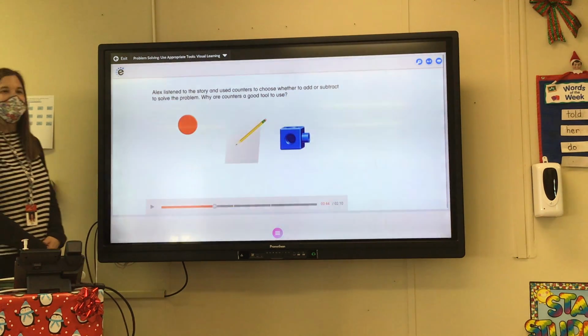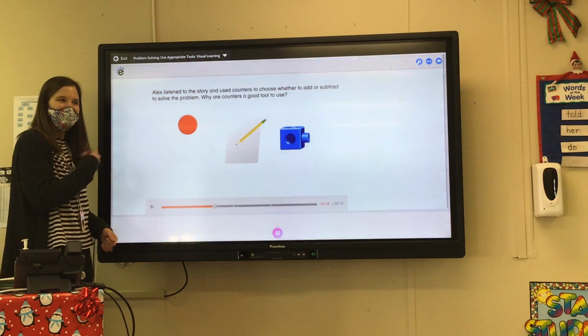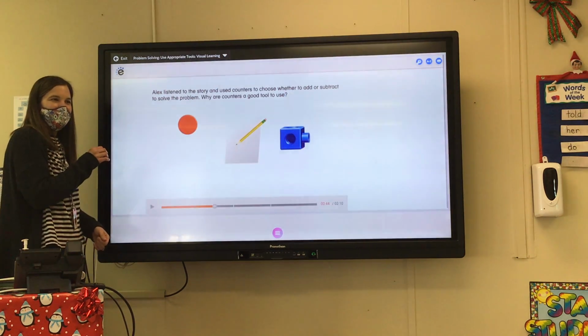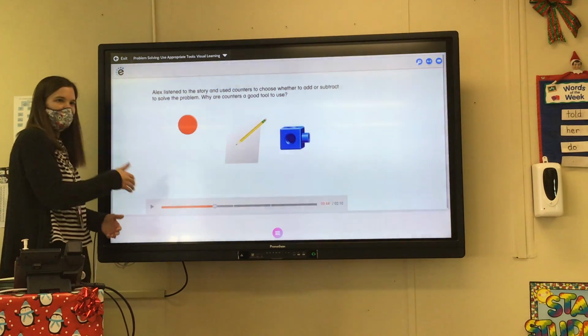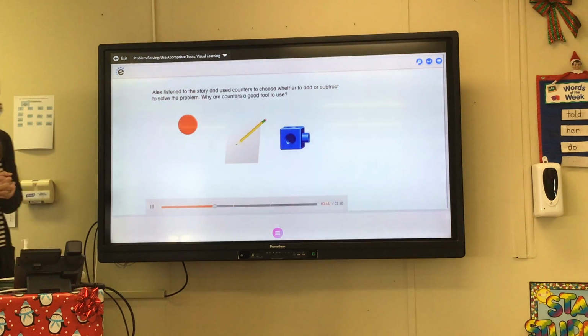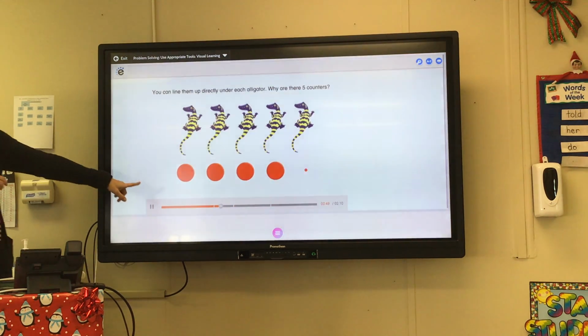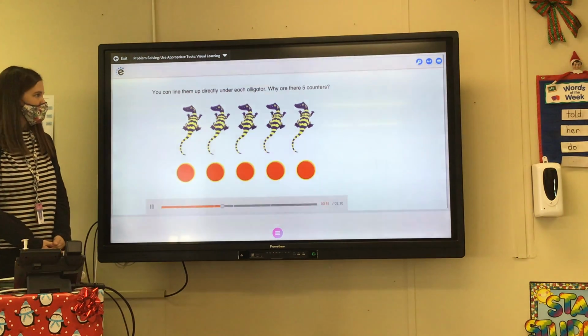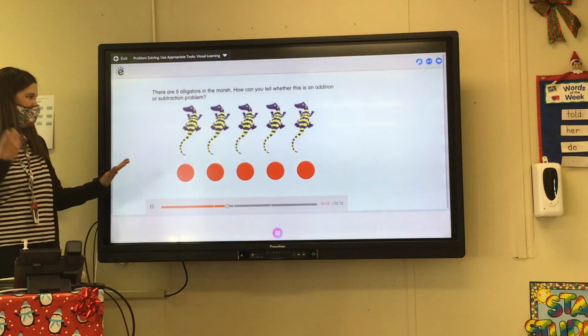So you count things, yeah, you can use them to count things. They're kind of easy to draw when we use them too, right? It's a quick way to draw. It's just a circle, but yeah, you represent one picture for each alligator. You can line them up directly under each alligator. Why are there 5 counters? There are 5 alligators in the marsh.